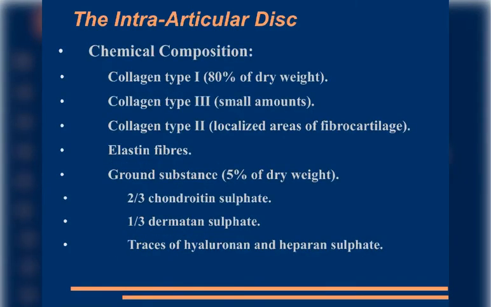The chemical composition of the disc. It has collagen fibers. We have 3 types of collagen fibers. The main collagen fiber is collagen type 1. It makes up 80% of the dry weight of the disc.